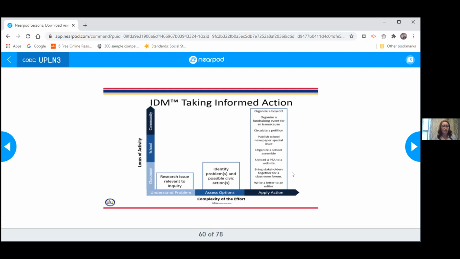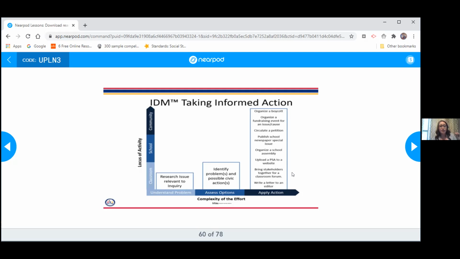So it could be organizing a boycott, it could be a fundraiser, it could be publishing something in the school newspaper. It's extremely relevant, and your taking informed actions have authentic audiences. So they're meant to actually be published or actually be presented or actually be done, something done with it instead of just turning it in and getting a grade. So this is where you get that civic action piece, and you can do this with any time period, any issue you're talking about in your classroom, any question they're answering.